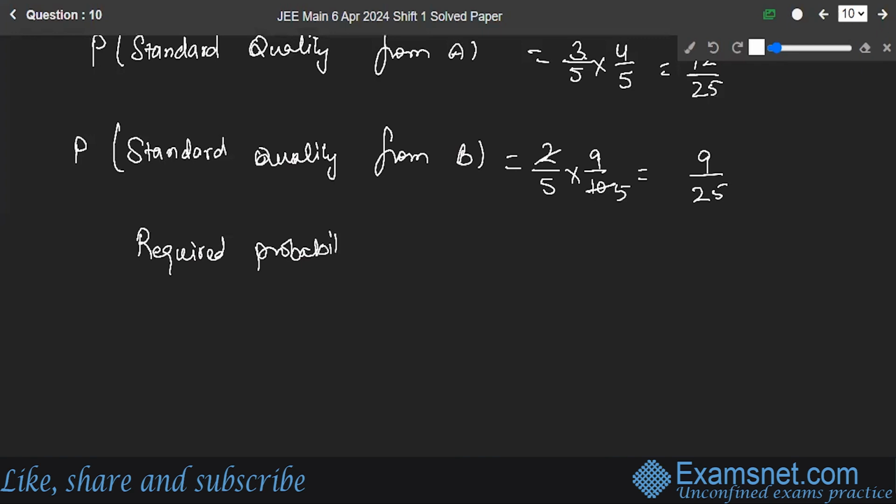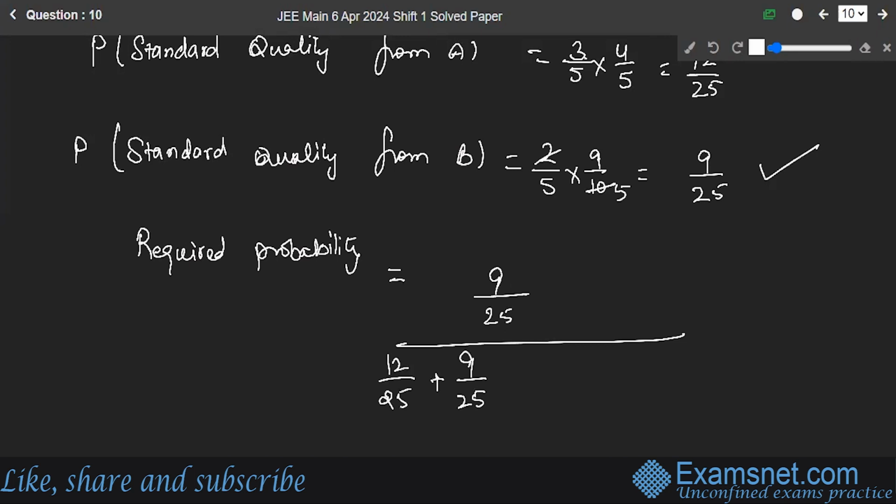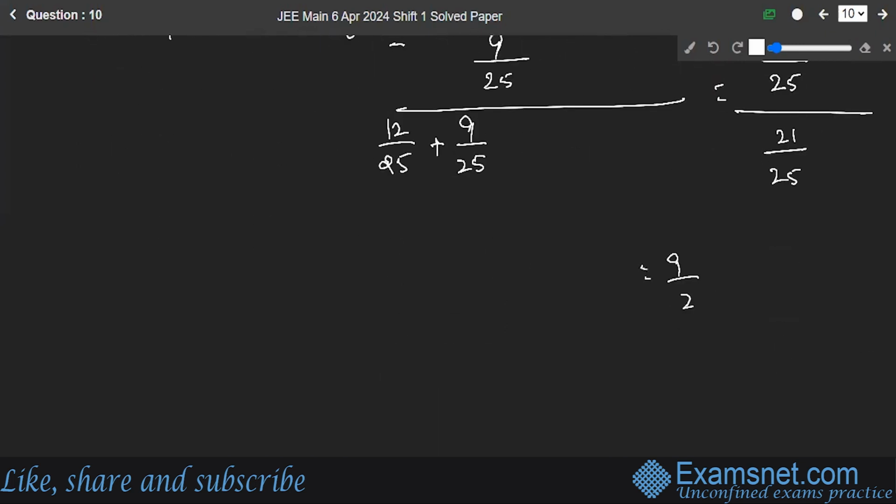probability is equal to, this is the favorable probability divided by the total probability, which is like it is picked up from the A and B. This is the total probability. Okay. This gives me 9 upon 25 upon 21 upon 25, or this is equal to 9 upon 21, or this is equal to 3 by 7. Okay. This is equal to P.